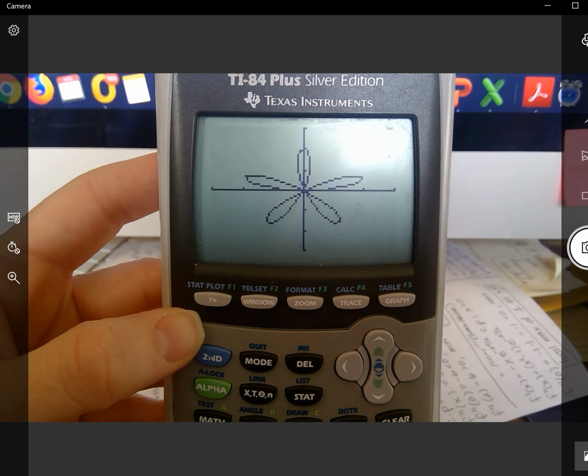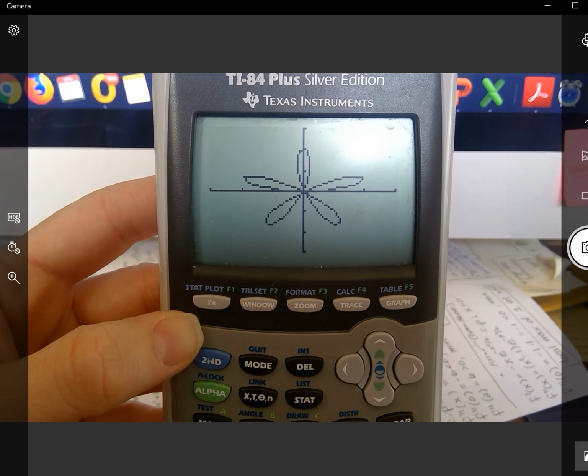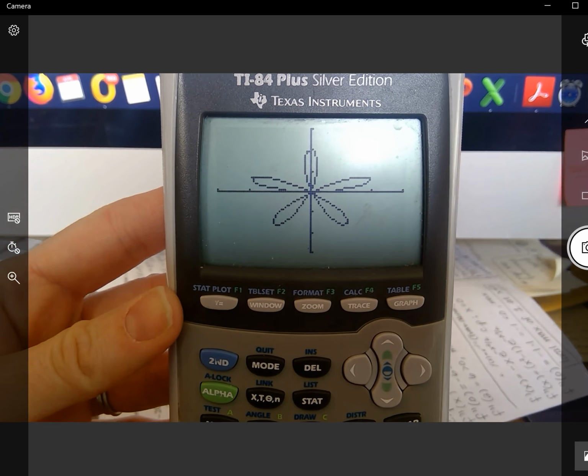I highly recommend Desmos for this. Or if you have one of those fancy calculators that has colors, that is pretty great to use as well.